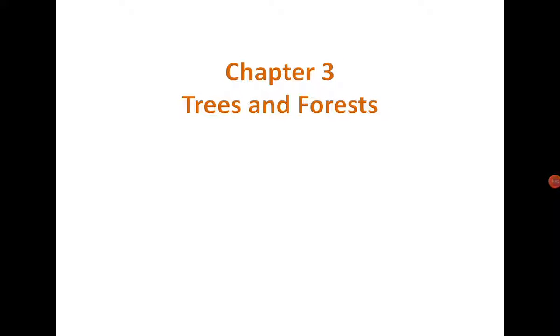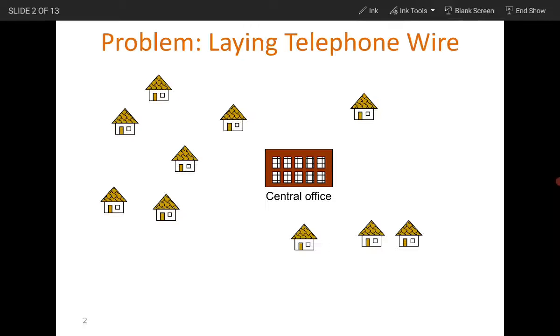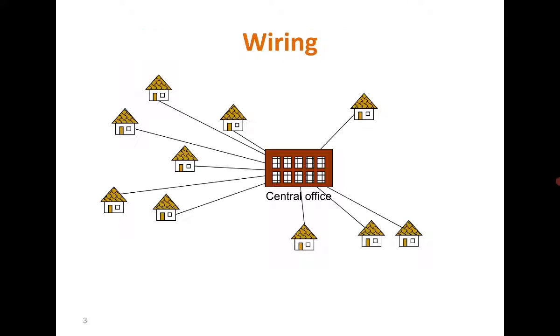Good morning, everyone. So, today we are going to start a new chapter, Trees and Forests. Consider a problem that there is a central office and we need to lay wires which are connecting the central office to all the houses. One of the simplest approaches is this one, and of course, this is a tree if we see it in terms of the graph, which means if we replace each house and the office by a vertex, then there are no cycles.